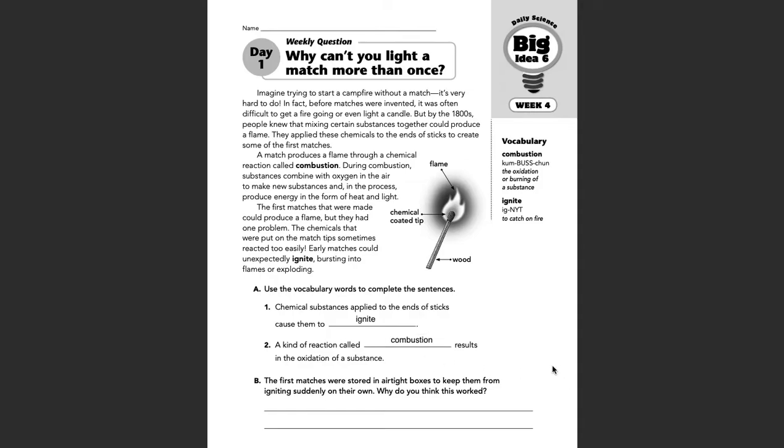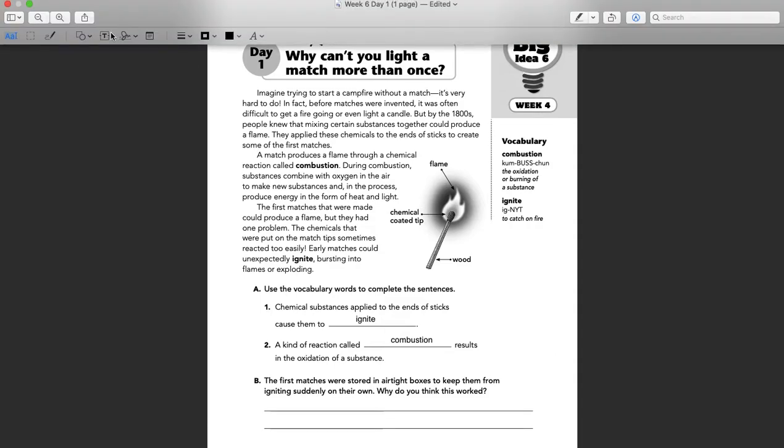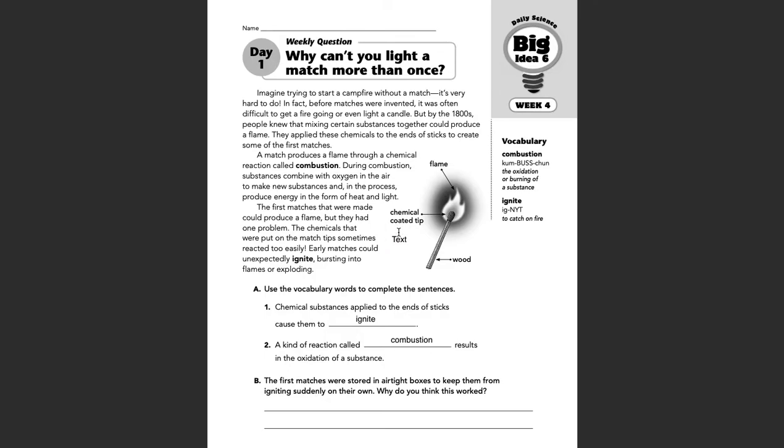The first matches were stored in airtight boxes to keep them from igniting suddenly on their own. Why do you think this worked? Well, if you look, it says during combustion, for that reaction for the matches to light, they have to interact with oxygen. So they couldn't start burning if they didn't have any source of oxygen. So that's what I think we should put down for B, something along the lines of that they weren't able to react or interact with oxygen to have that reaction.